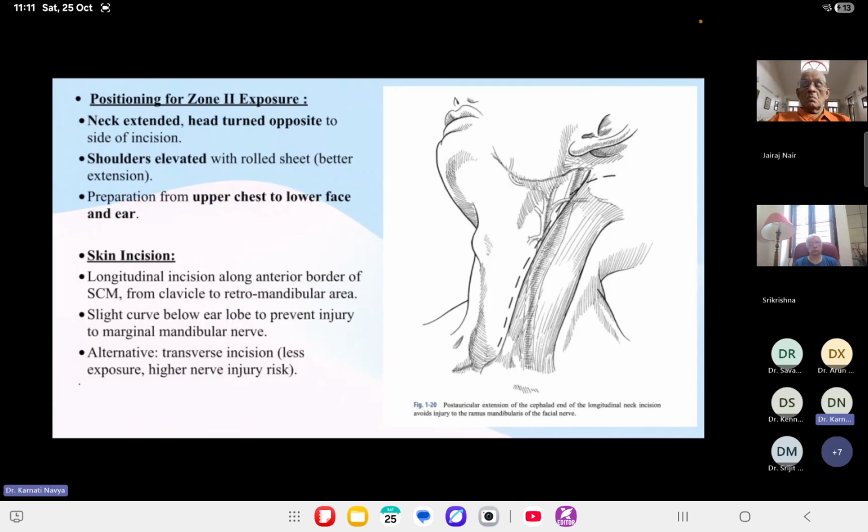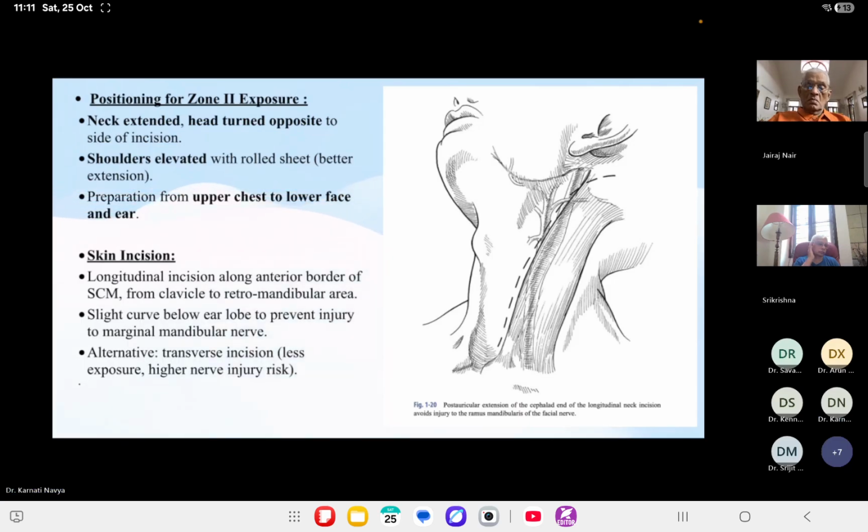Here we are going to mainly see the zone 2 exposure of the carotid artery. For positioning, the neck should be extended and the head turned to the side opposite the incision. The shoulder should be elevated with a rolled sheet for better extension of the neck. Preparation should be from the upper chest to the lower face and ear. In case of sternotomies, we can do full draping.